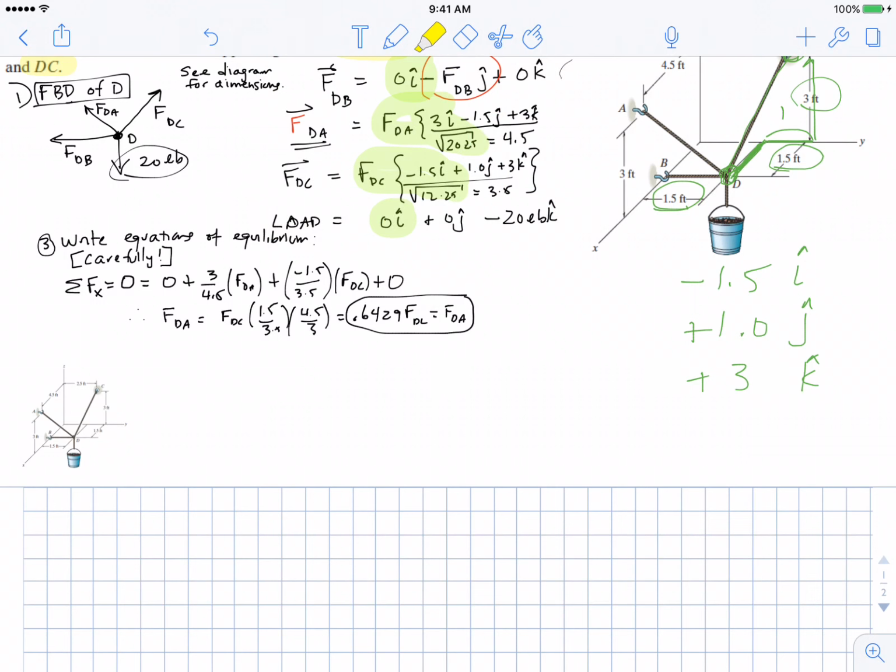So in the Y direction, I've got this FDB going on. I've got this negative 1.5 contribution going on from FDA. I've got a positive 1 from FDC and nothing going on from load. So let's go ahead and write it. We're going to need it sooner or later. Let's write it out.